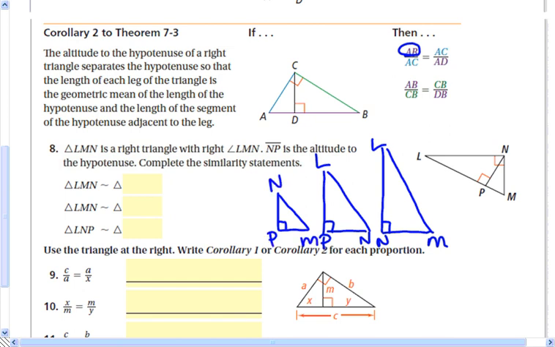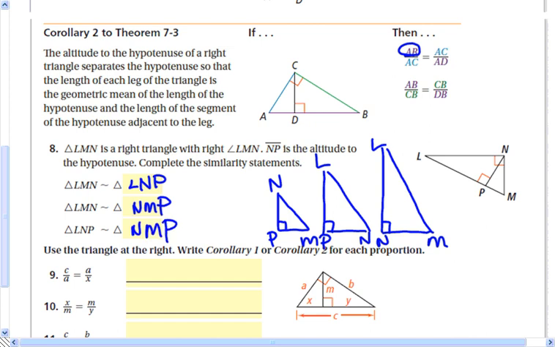So my similar triangles are: the big one is similar to the medium one. That's the one I just did. The big one is similar to the small one. And then the medium one is similar to the small one.